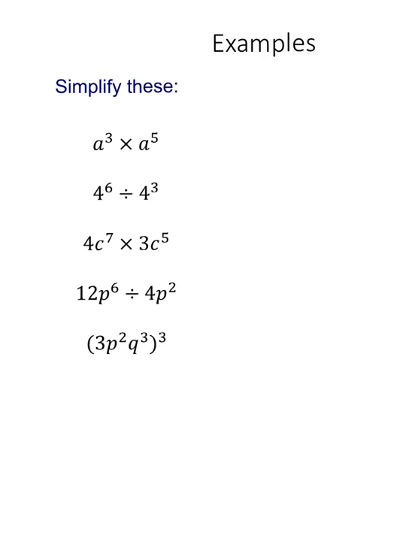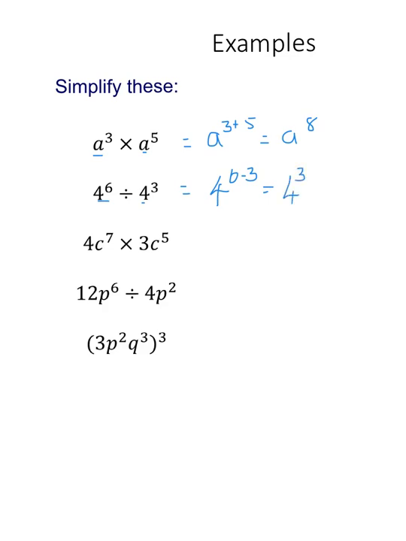So here we're multiplying the same base, so we would add the powers. So we would have a to the 3 plus 5, which would be a to the 8. Here we've got the same number, so the same base here is 4. We're dividing the same base, so we subtract the powers. 6 minus 3 will give us 4 cubed.